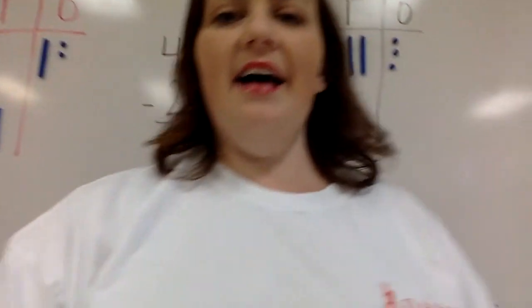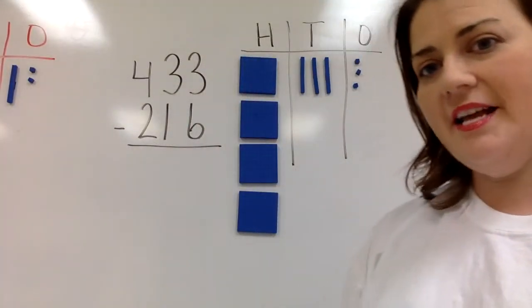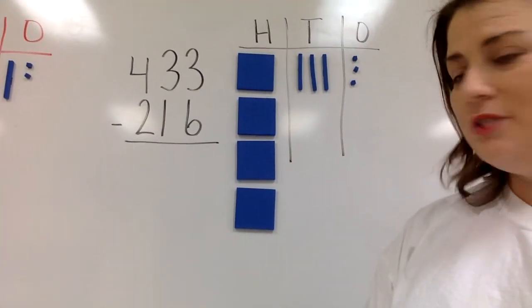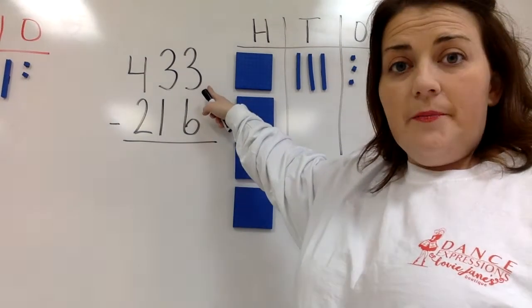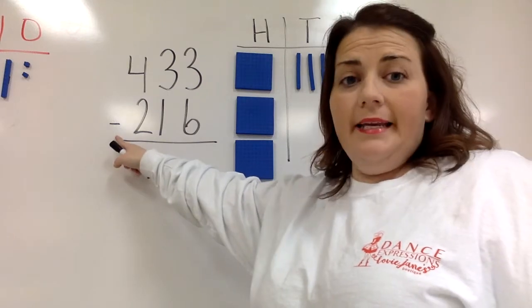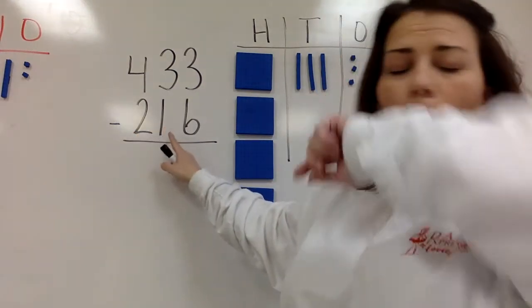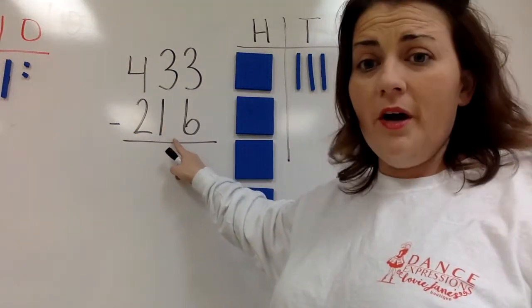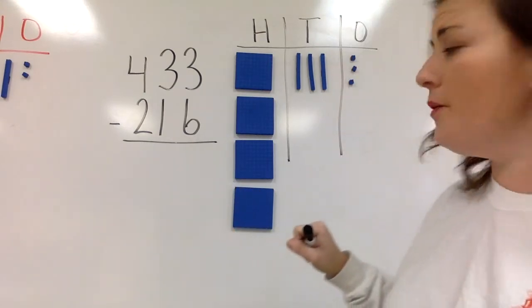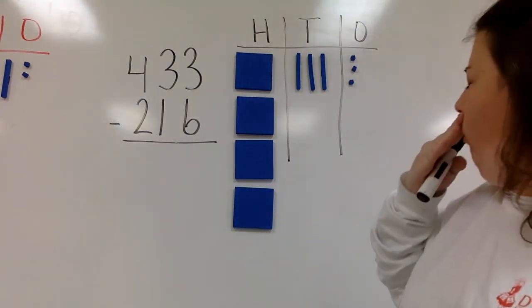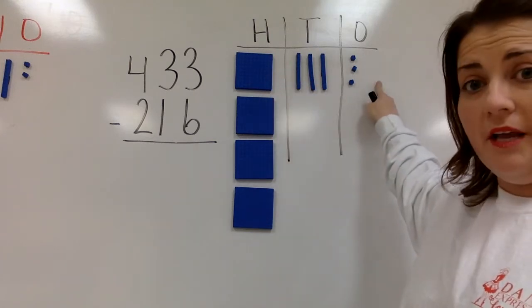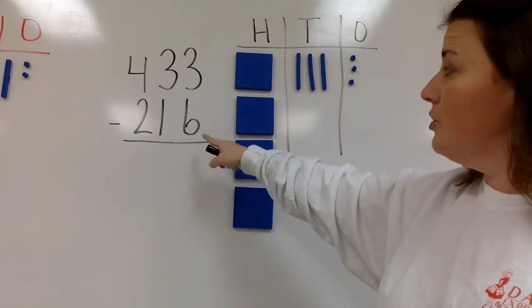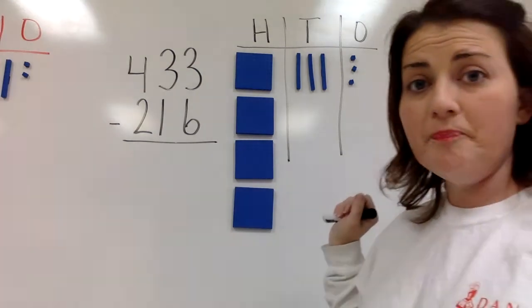All right. In our last problem, I've stepped it up a notch and included a hundreds place. Say this with me. 433 minus 216. Okay? All right, so I've got 433 modeled here. We're going to take away 216. So we're going to start where?